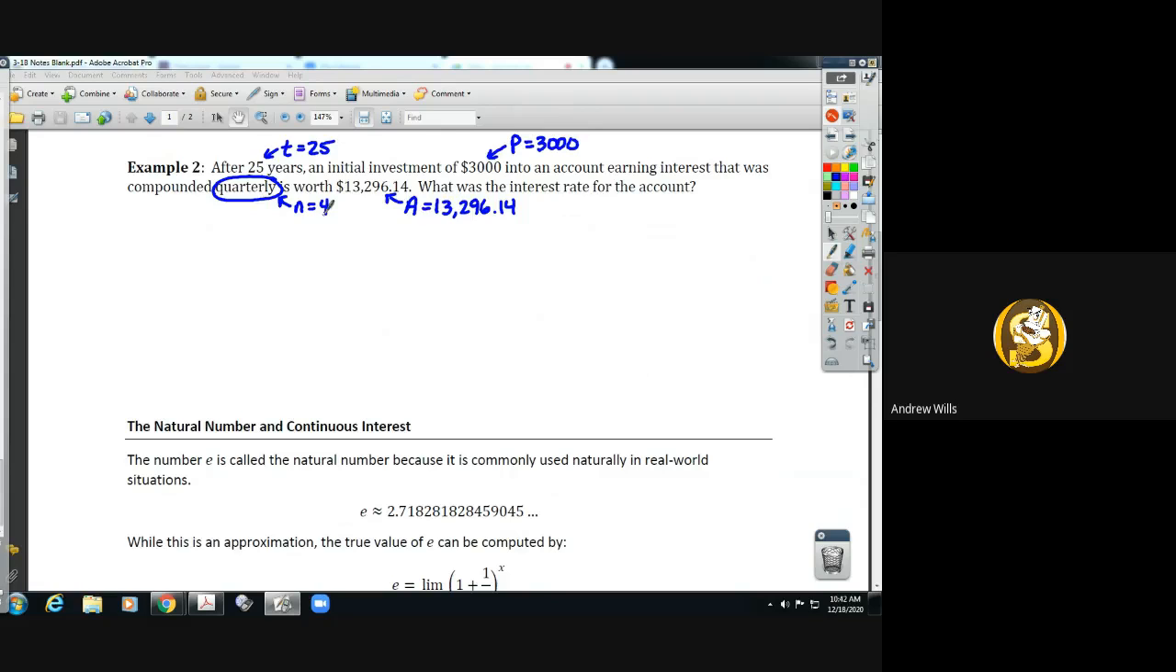Okay, so we go in and we find everything that we can. There are 5 variables in the compound interest formula. So as long as we have 4 of them, we should be capable as pre-calculus students of solving for the 5th. So we plug into our equation. Our compound interest formula is A, which is $13,296.14, equals P, which is 3,000, times 1 plus R, which we don't know, over N, which is 4, to the n times t power, which would be 4 times 25.